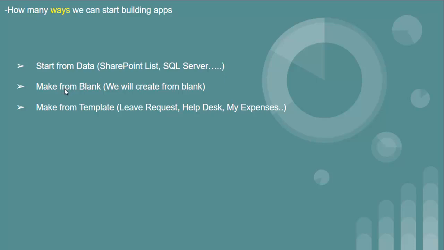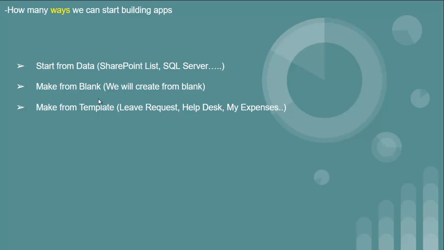Second method, we can make apps from blank. In this case, we will create app from blank, and we have to create our galleries, our controls from the scratch. Third option is to make from template. So there are different templates already in Power Apps. We can use those templates. For example, leave application, help desk, my expenses, and there are so many templates as well. I will show you during the video.